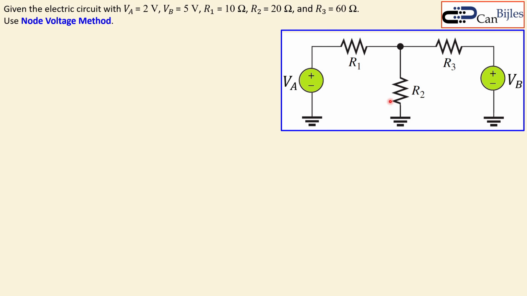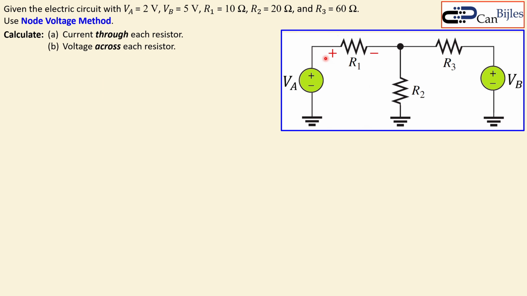Okay, this is the circuit we also have seen in the mesh current method in example number 1. Now we will use the node voltage method and see that the results are exactly the same. What we want is the calculation of the current through each resistor and also the voltage across each resistor. So we have two questions here.